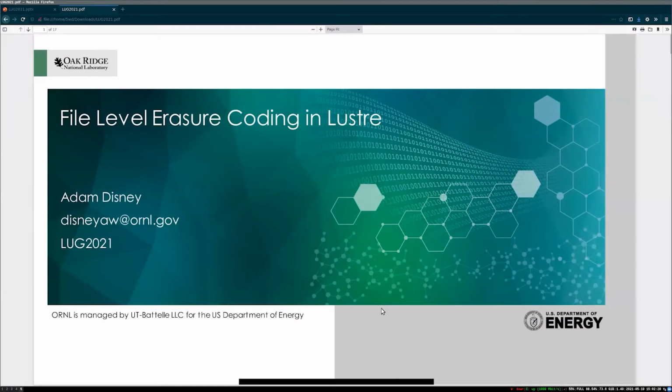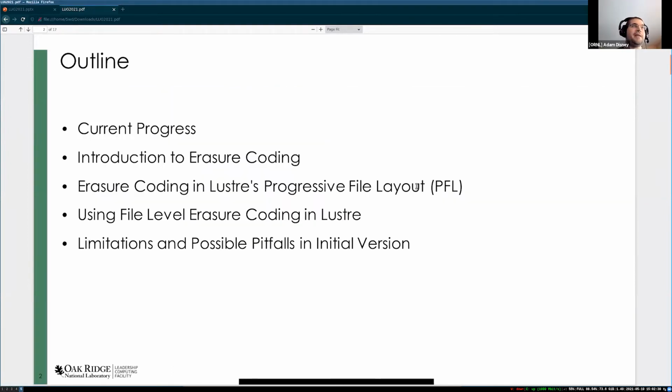All right, so I'm going to talk about file level erasure coding in Lustre. I would use the background, but it doesn't like my plain white background with my plain white face. So it's really messed up.